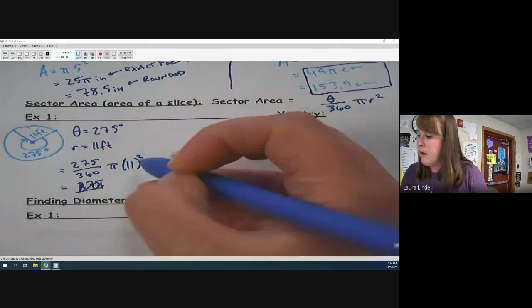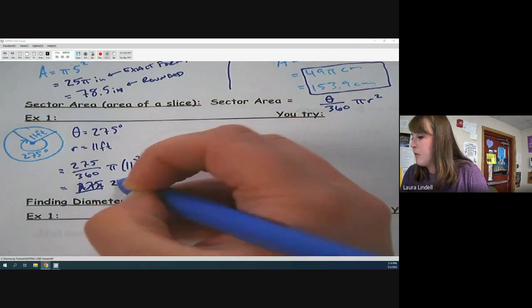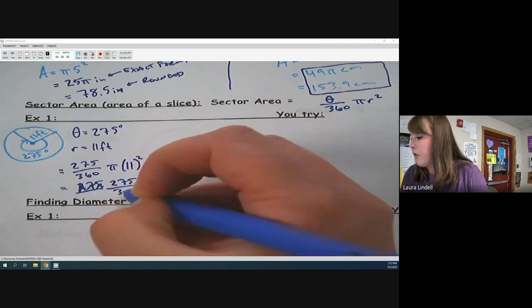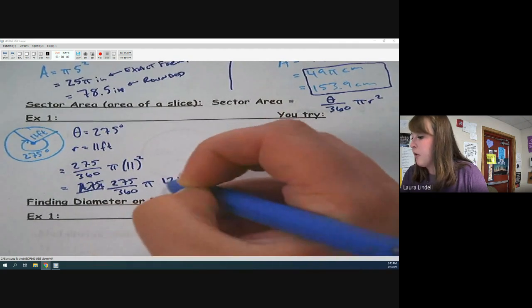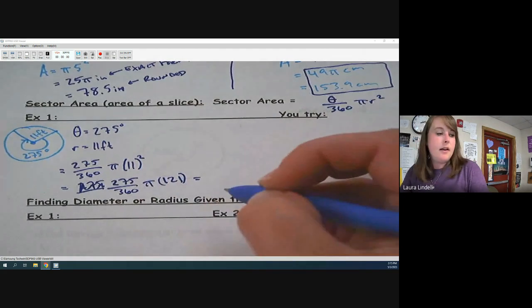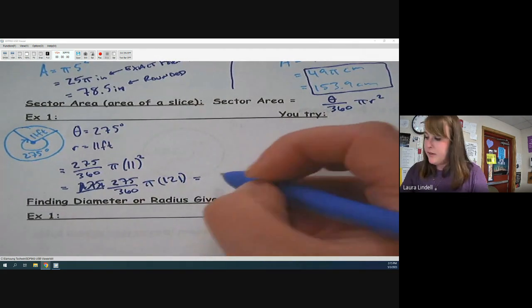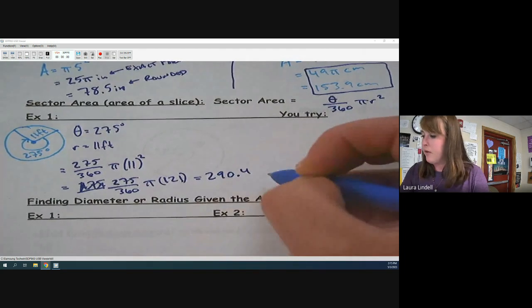Okay. But like I said, if you wanted to be extra careful and you weren't so sure about this 11 squared part, you could go 275 over 360 times pi times 121, since that's what 11 squared is. Either way, we should get 290.4 if we round to the nearest tenth.